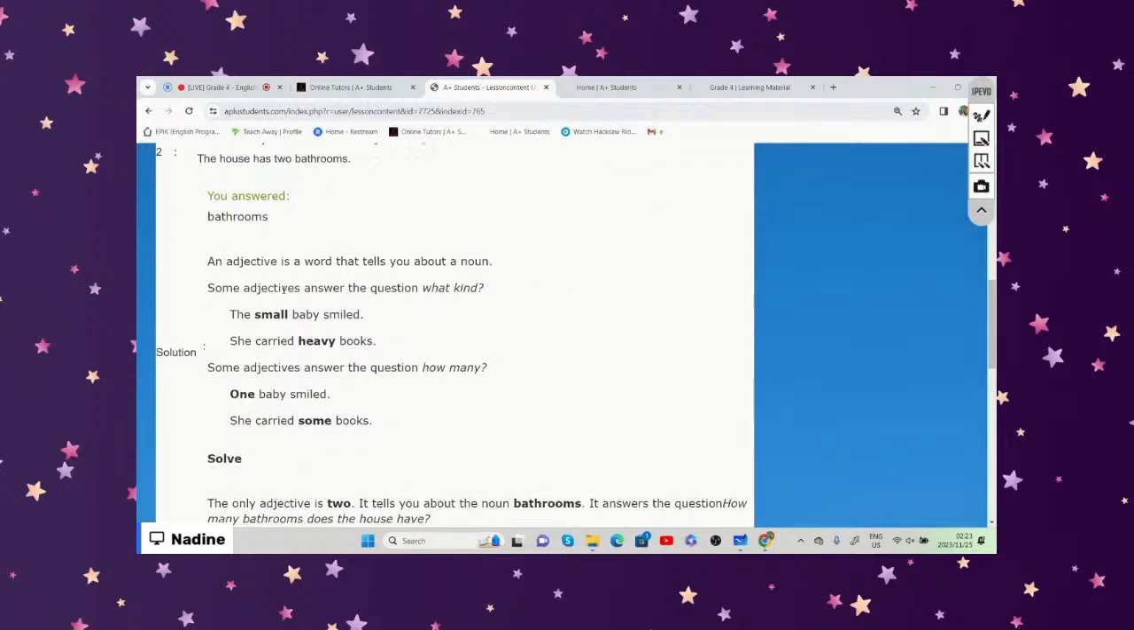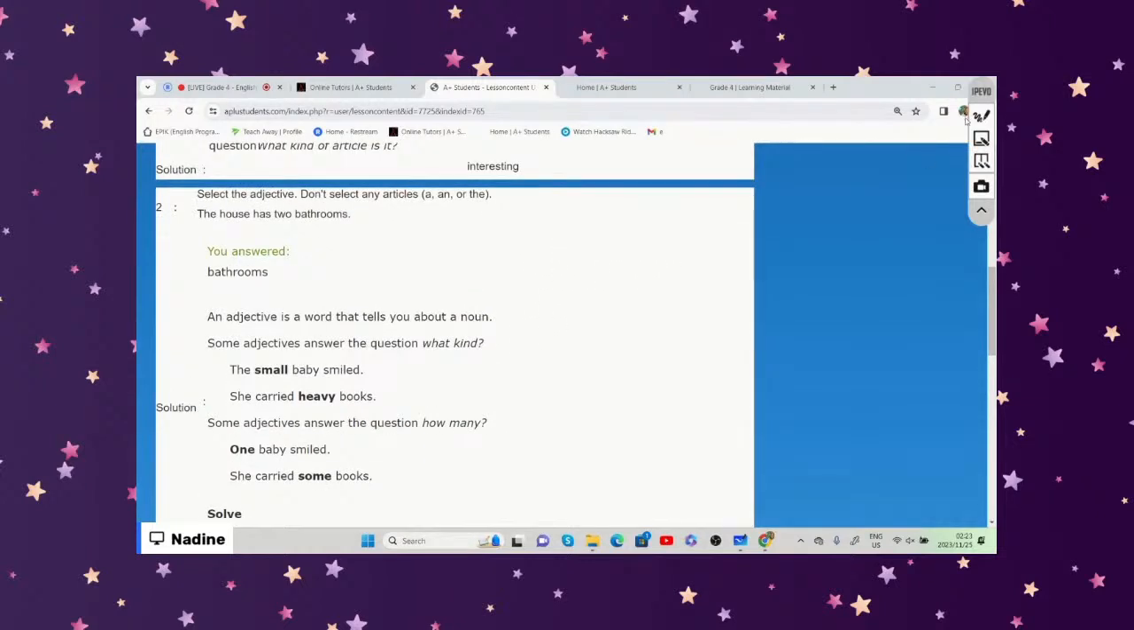And if we look at that sentence, then we can say the adjective is two, because two basically tells us how many. It basically tells us how many, right? So two tells us how many. So two is our adjective.